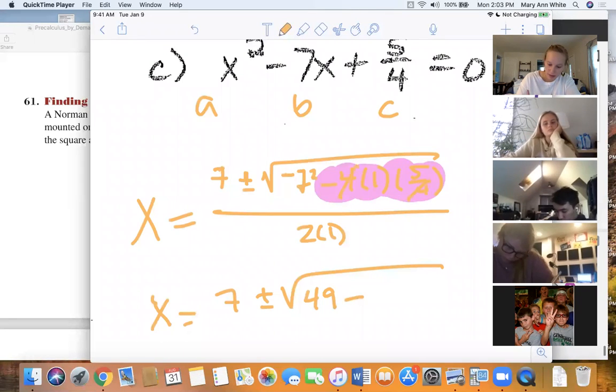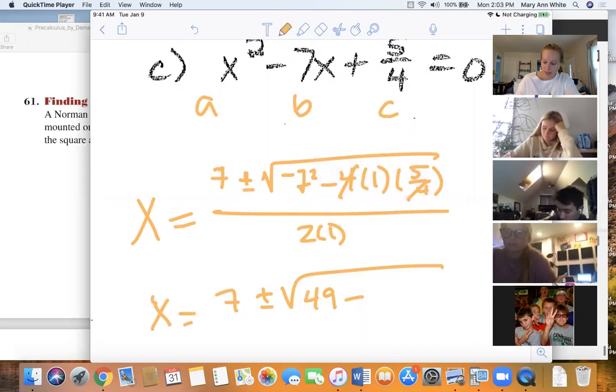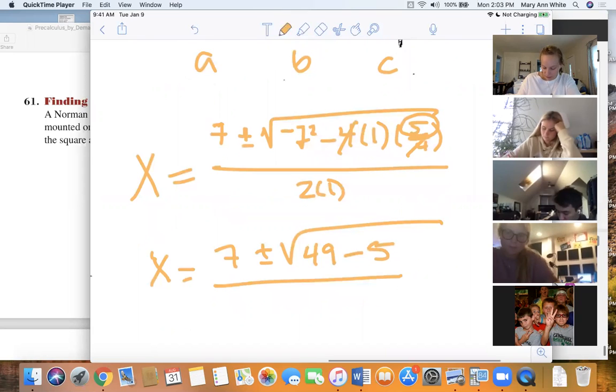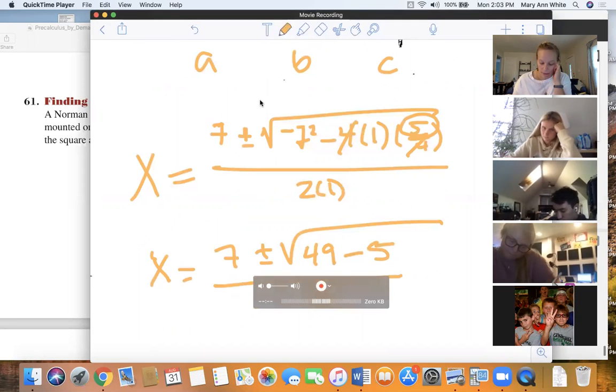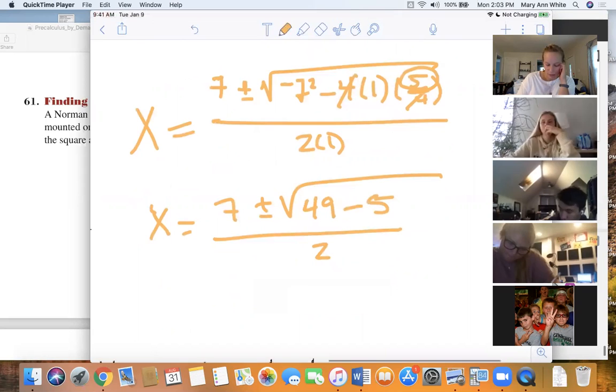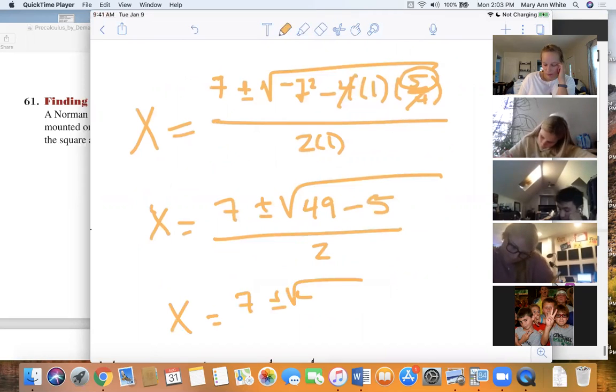Let me get rid of all that highlighter. That did not work as well as I wanted it to. The 4's cancel each other out, and I'm just left with negative 5. So even though that fraction looked like it was going to make the problem way harder, it actually was fine. 49 minus 5 is 44. 7 plus or minus root 44 over 2.